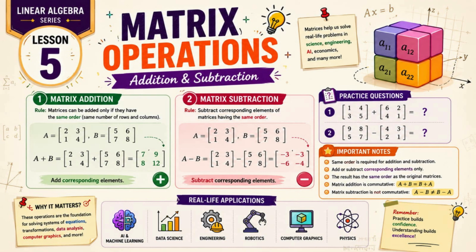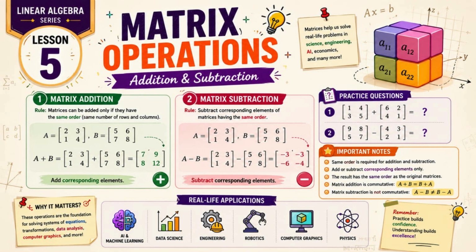Example: A equals 2, 3, 1, 4. B equals 5, 6, 7, 8. Now add the corresponding entries. 2 plus 5 equals 7. 3 plus 6 equals 9. 1 plus 7 equals 8. 4 plus 8 equals 12. Therefore, A plus B equals 7, 9, 8, 12. Matrix addition is straightforward because each element is added to the element in the same position.